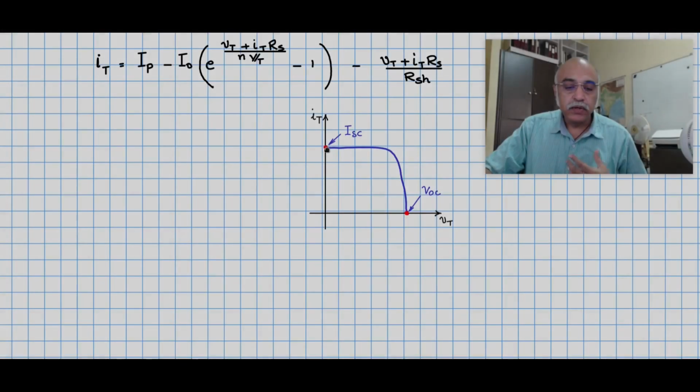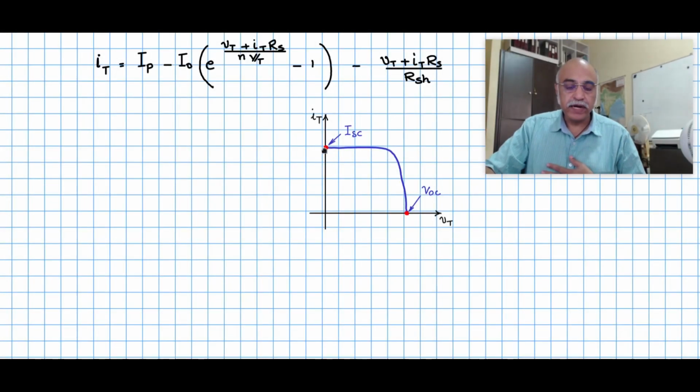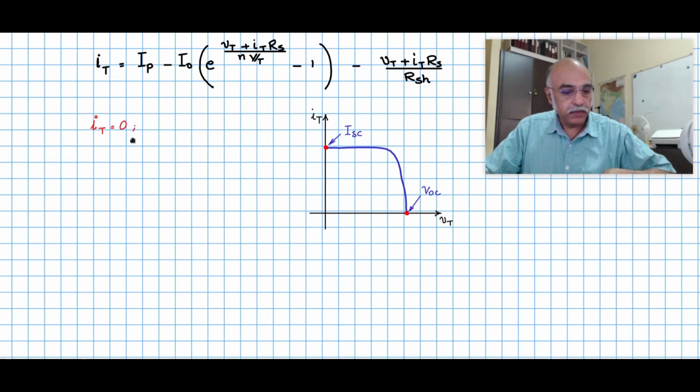In a manner similar to what we did for the operating point at ISC, we shall now focus on the operating point VOC, that is the open circuit voltage operating point. So here the voltage is VOC and the current is 0. So IT is 0 and VT is the terminal voltage VOC, the open circuit voltage. So let us apply this to this equation.